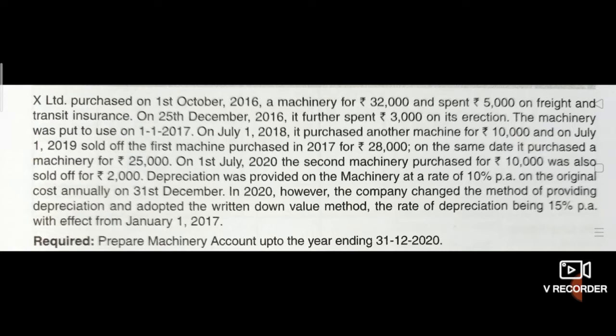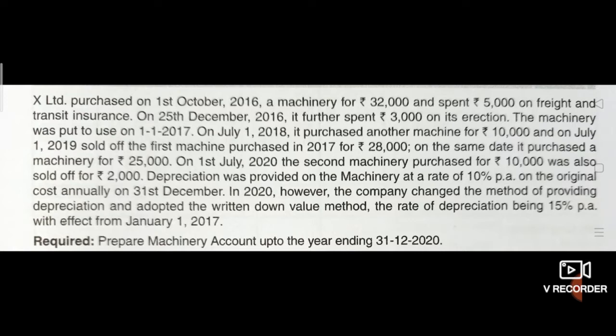So, in the year 2016, from 1st October to 31st December, they spent 32,000 on machinery, 5,000 on freight, and 3,000 on erection. Total amount of machinery will be 40,000. And this machinery was put to use on 1st January 2017. So, in the year 2016, we will not provide for any depreciation.